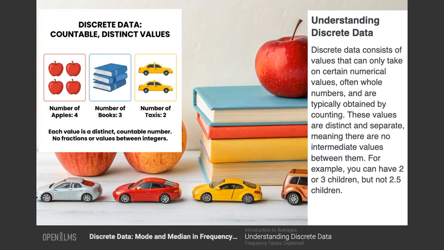Understanding discrete data. Discrete data consists of values that can only take on certain numerical values, often whole numbers, and are typically obtained by counting. These values are distinct and separate, meaning there are no intermediate values between them. For example, you can have 2 or 3 children, but not 2.5 children.